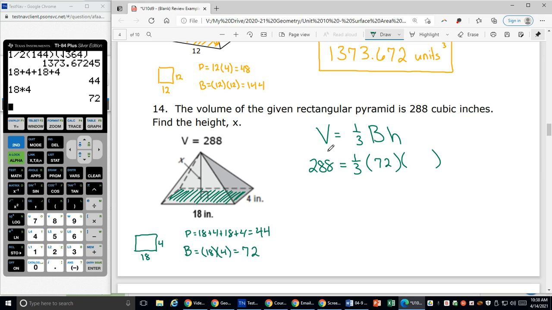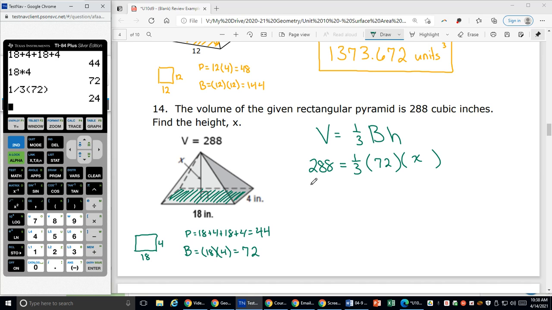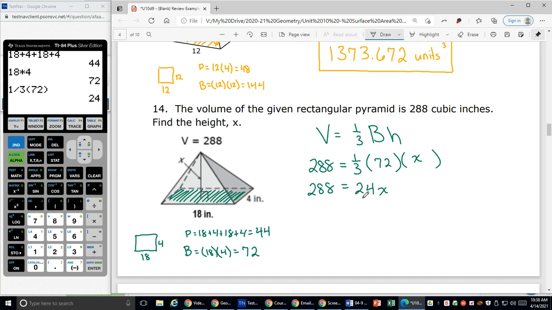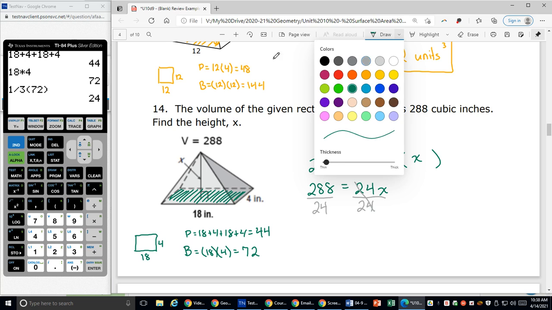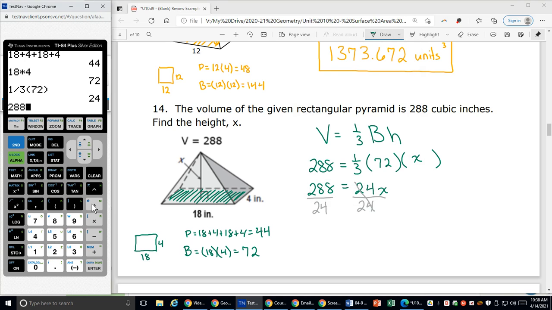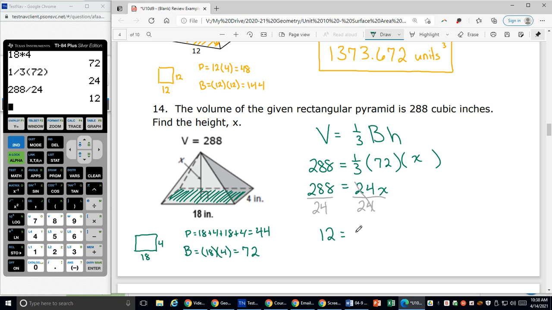So the area of my base is 72, and I don't know my height. My height has an X here, which is what I'm trying to find. Well, I can do 1/3 of 72. 1/3 times 72 is 24. So this is really 288 equals 1/3 of 72 times X, so that's 24X. I can solve that. I'm going to just divide both sides by 24, so that my 24s cancel and I just have the X. 288 divided by 24 gives me 12 as my value of X.